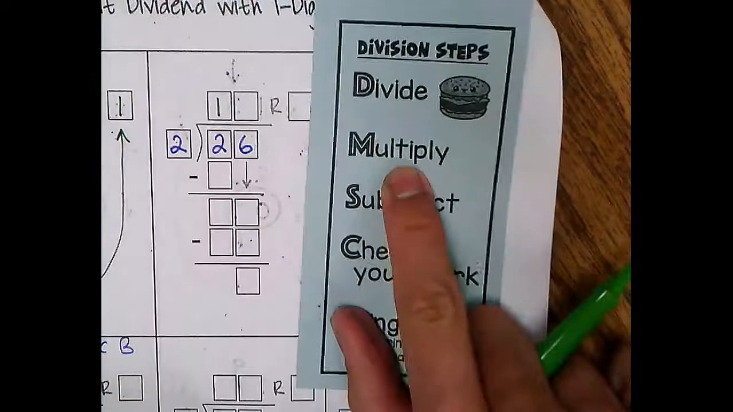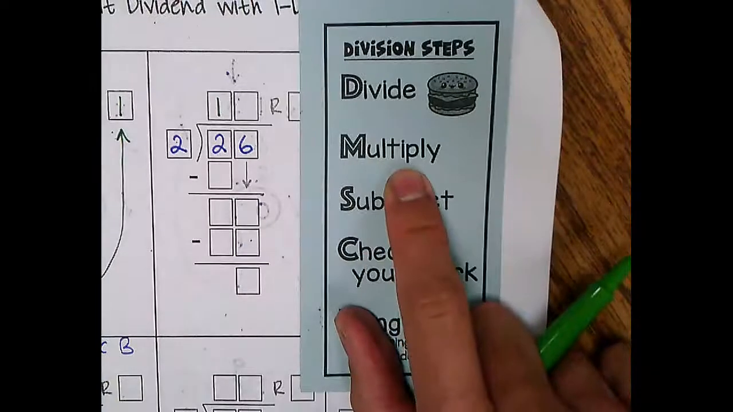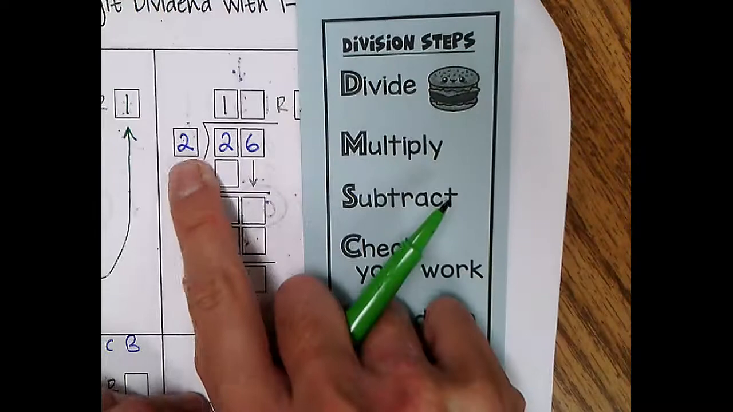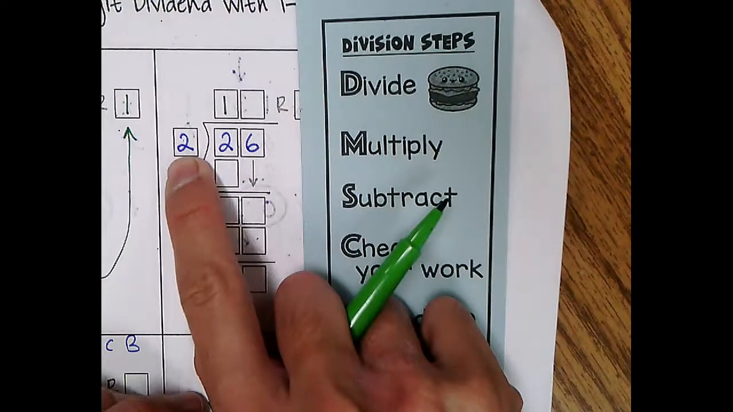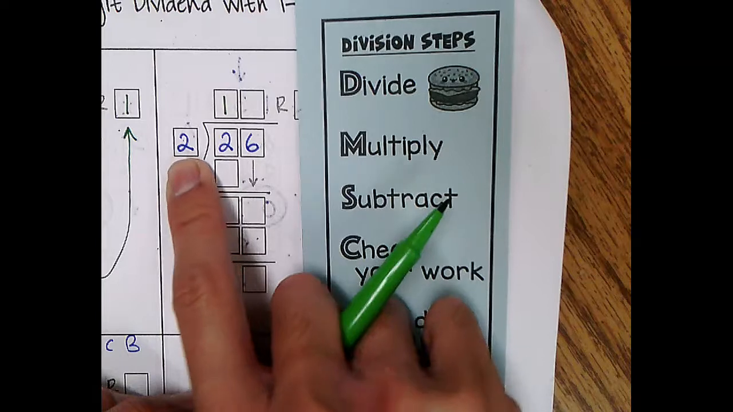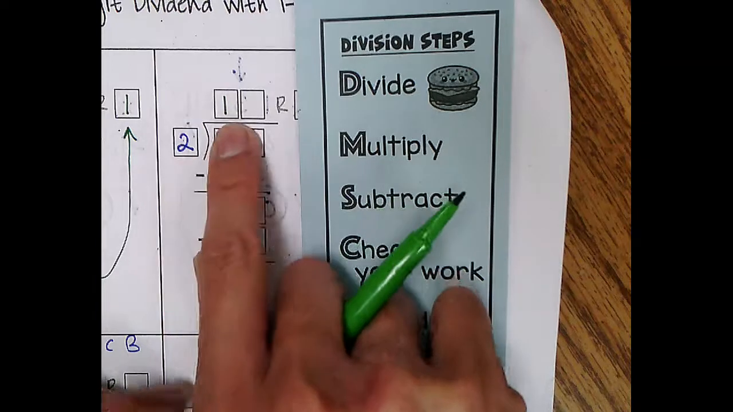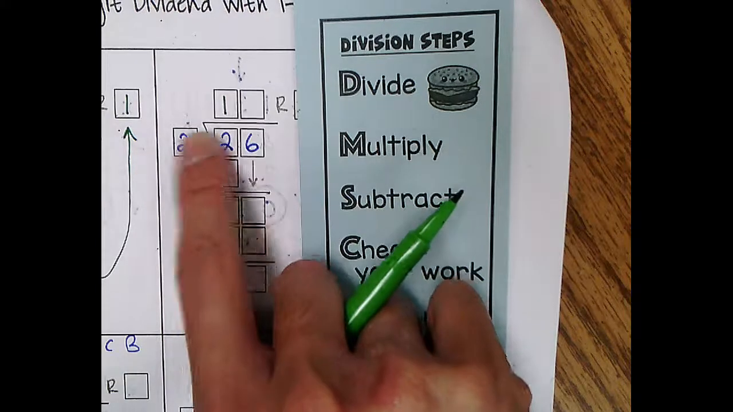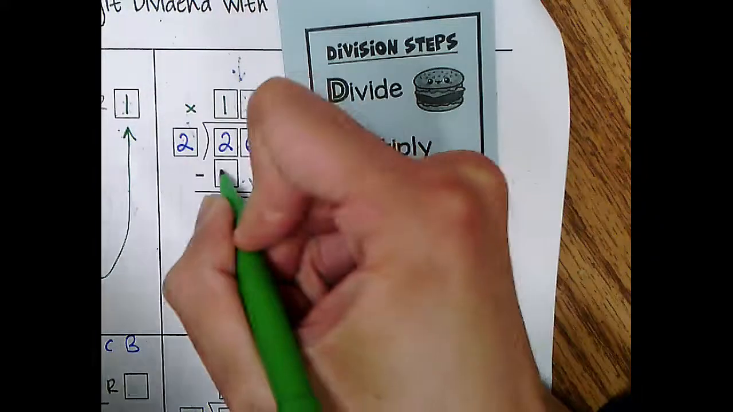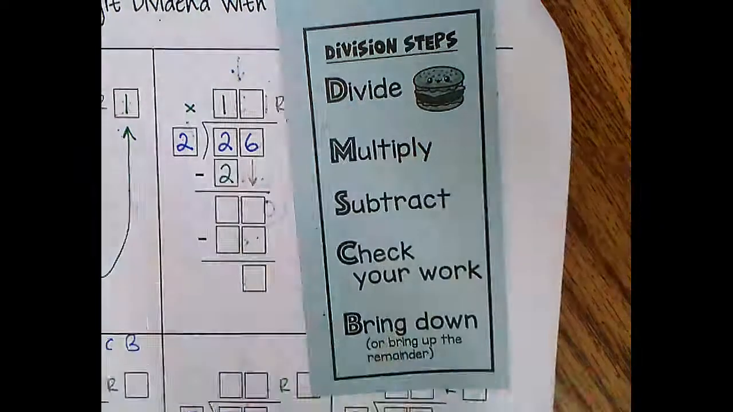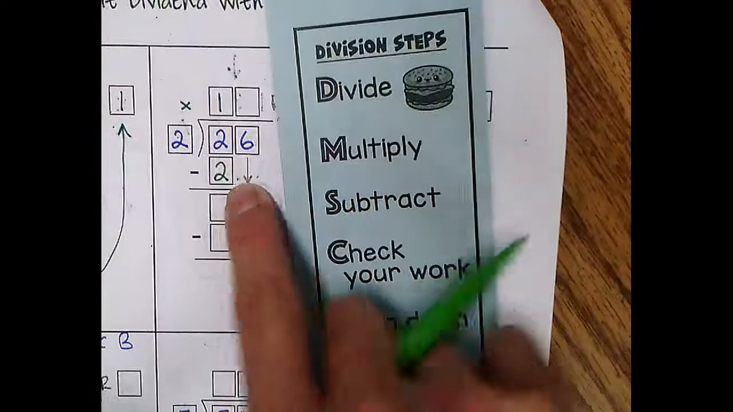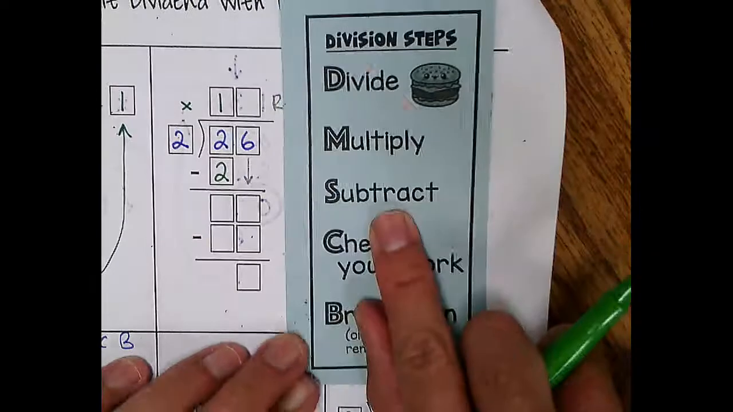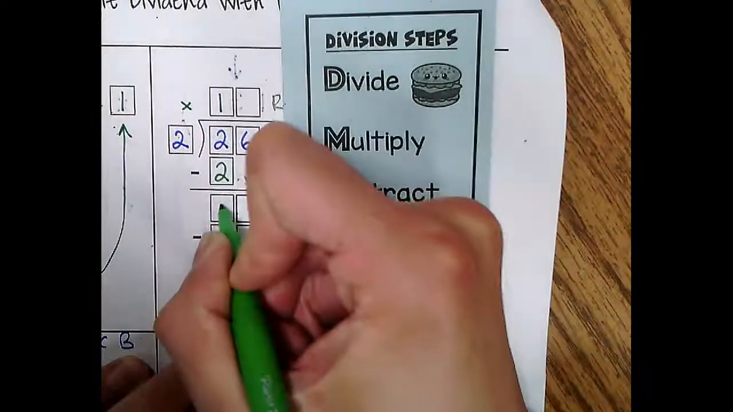Then the next step here is multiply. So we're going to multiply the number of friends we have, the number 2, which is our divisor, with the number of candy they each got. So 2 times 1 is 2, and that should make sense. We just passed out a total of 2 pieces of candy, right? 1, 2 total. 2 times 1 is 2. Then we're going to subtract. 2 minus 2 is 0.